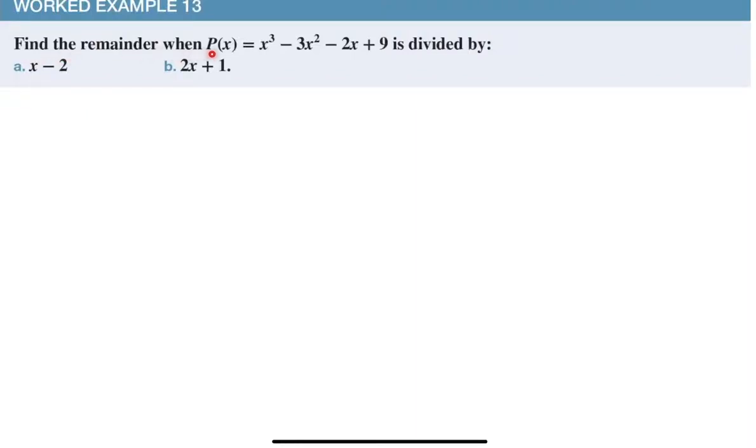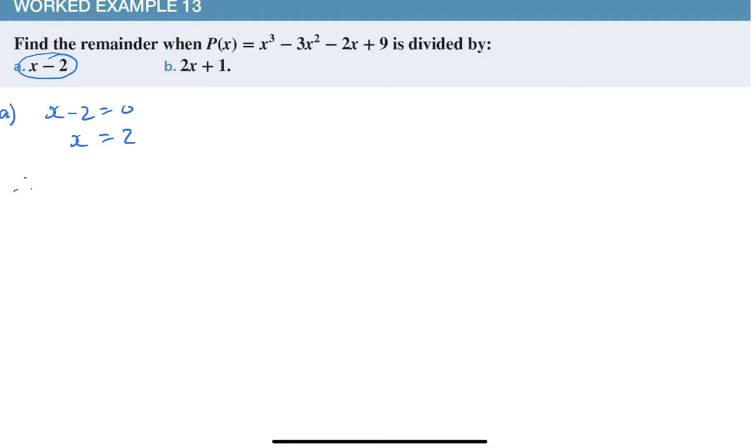Find the remainder when P(x) equals x cubed minus 3x squared minus 2x plus 9 is divided by x minus 2. My remainder theorem is pretty straightforward. It says that to find the remainder, I have to find where the divisor equals 0. So for part A, I'm going to find where x minus 2 equals 0, and that gives x equals 2.